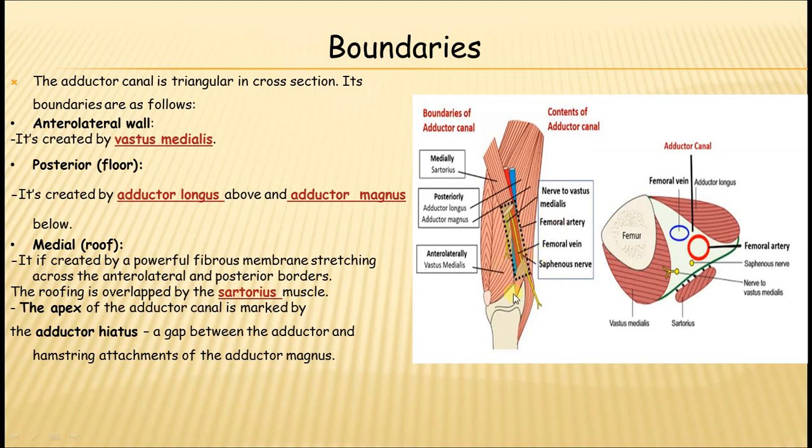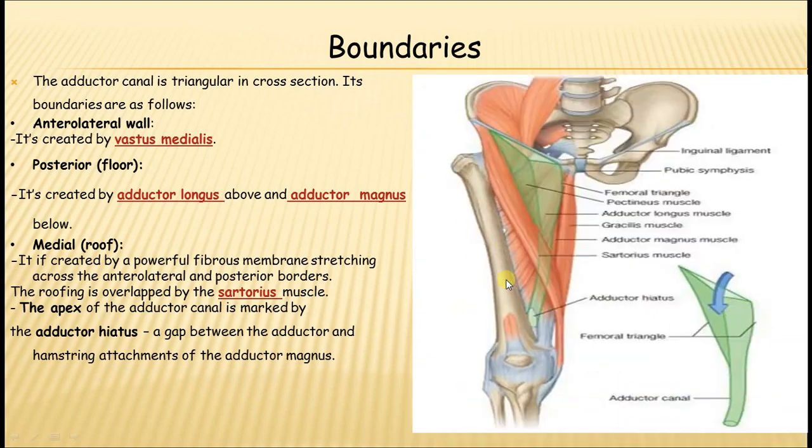Then at the end, the apex of the adductor canal is marked by the hiatus, a gap between the adductor part of the adductor magnus and the hamstring part of the adductor magnus. The floor is from the adductor longus in the upper part and adductor magnus in the lower part. So that is the extension of the adductor canal, almost 15 centimeters in length.